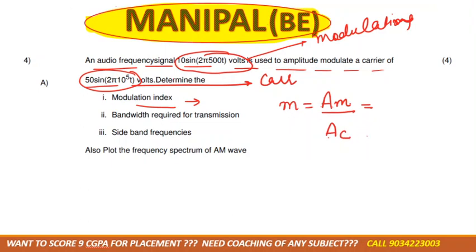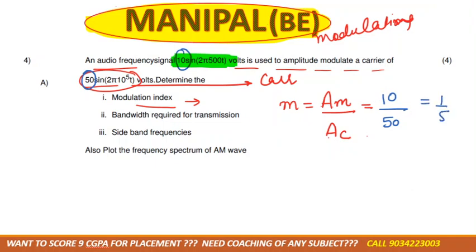Now can you tell me what is the amplitude of the modulating signal? As I told you, this is the equation for the modulating signal, right? So this 10 is the amplitude of the modulating signal. Similarly, 50 is the amplitude of the carrier signal. Clear? So it would be 1 by 5.